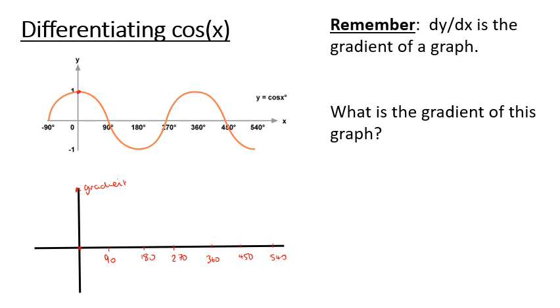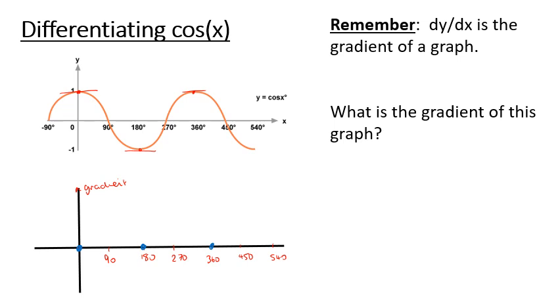I'll start off with points that are easy. So here, you can see the gradient's flat. So the gradient of that point is 0. The other points where the gradient becomes flat is 180 and 360. So 180 and 360, the gradient is 0.